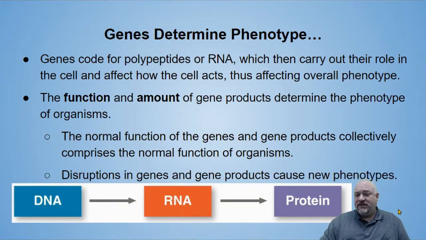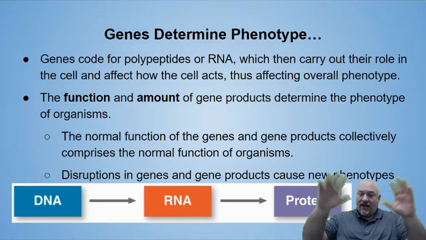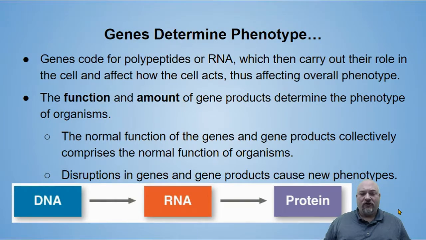The normal function of genes and their products collectively comprises the normal function of organisms. All these genes and their products working together properly, you get the normal function. Okay? If you disrupt those genes and thus their products, we can get new phenotypes. Now, sometimes those new phenotypes are things like genetic diseases and cancer.